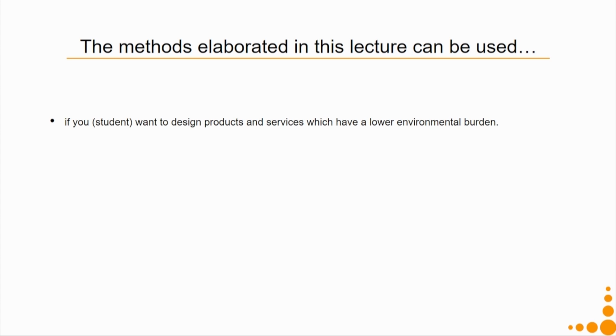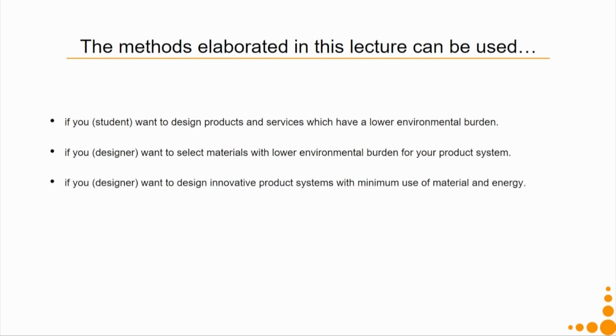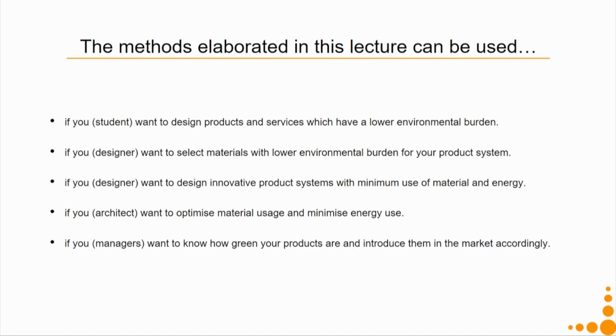The methods elaborated in this lecture can be used if you are a student and want to design products and services which have a lower environmental impact. If you are a designer who wants to select materials with lower environmental burden for your product system, if you are a designer who wants to design innovative product systems with minimum use of materials and energy, if you are an architect who wants to optimize material usage and minimize energy use, if you are a manager and want to know how green your products are and introduce them in the market accordingly. Also, if you are a consultant in business strategy, product innovations or government advice and so on.